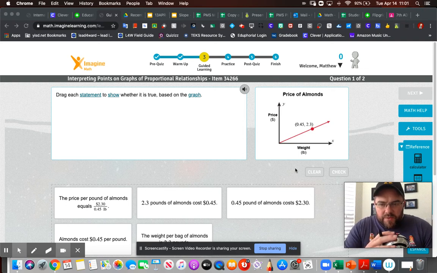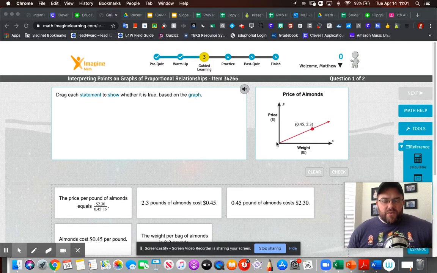Hey everybody. So I'm going to go over the guided learning portion of this week's Imagine Math lesson, which as you can see up here is interpreting points on graphs of proportional relationships. Now we looked at proportional relationships last week, and recall that proportional relationships are relationships where the unit rate is very prominent and very easy to spot. And we also see proportional relationships on a graph as straight lines that pass through the origin, much like we see on this little graph right here.